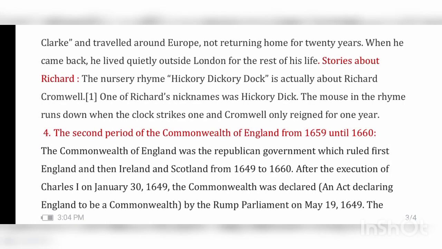So it's also important that Richard Cromwell changed his name to John Clerk, and traveled around Europe, not returning home for 20 years. When he came back, he lived quietly outside London for the rest of his life.